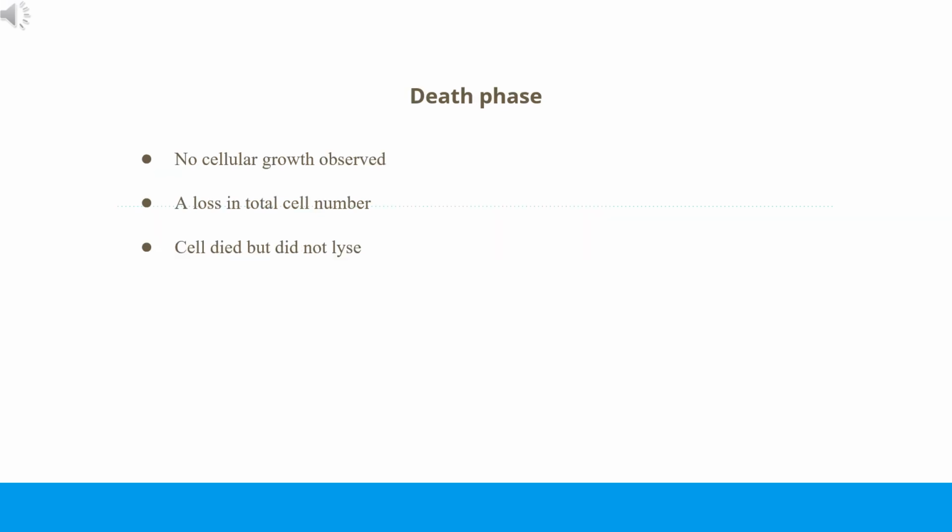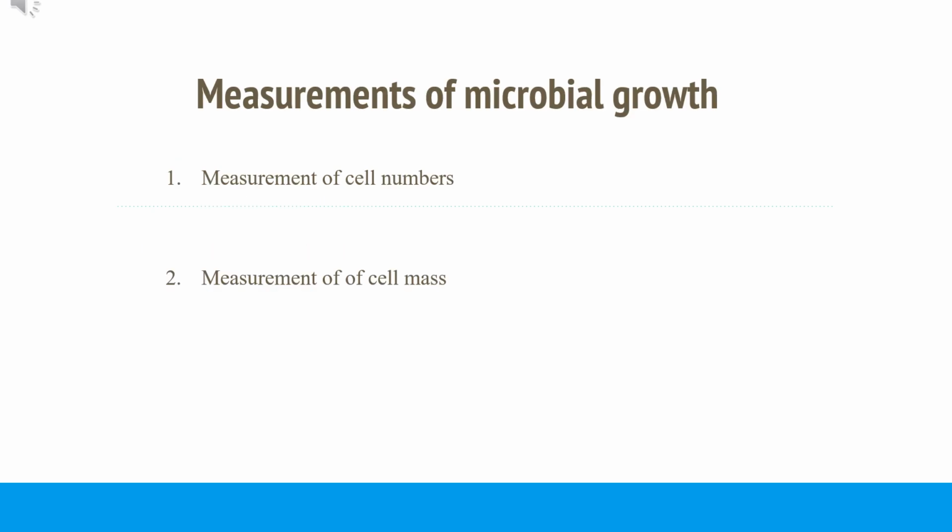The decline in viable cells following the stationary phase was described simply as the death phase. Even if the bacterial cells were transferred to fresh medium, no cellular growth was observed, because loss of viability was often not accompanied by a loss in total cell number. It was assumed that cells died but did not lyse. These are all about the microbial growth curve and the patterns of microbial growth.